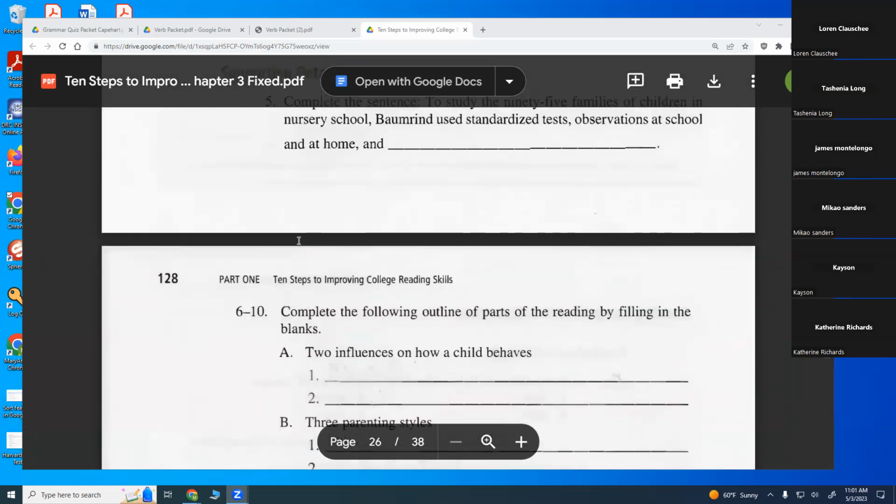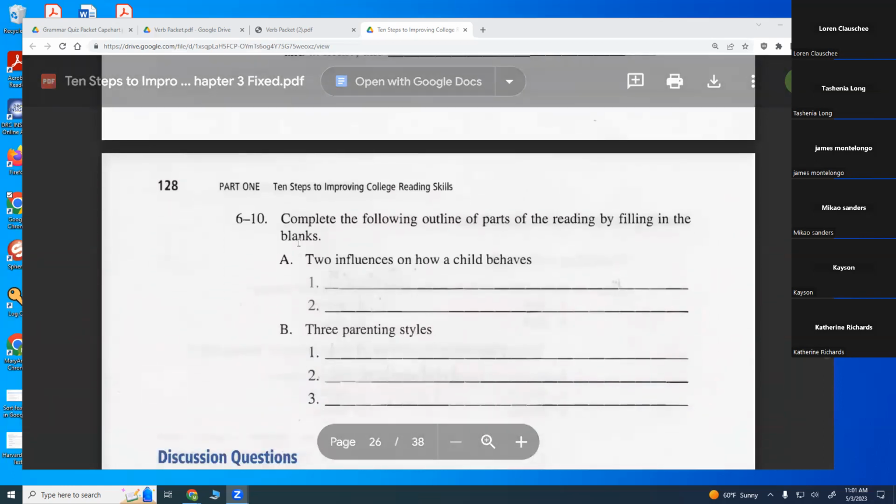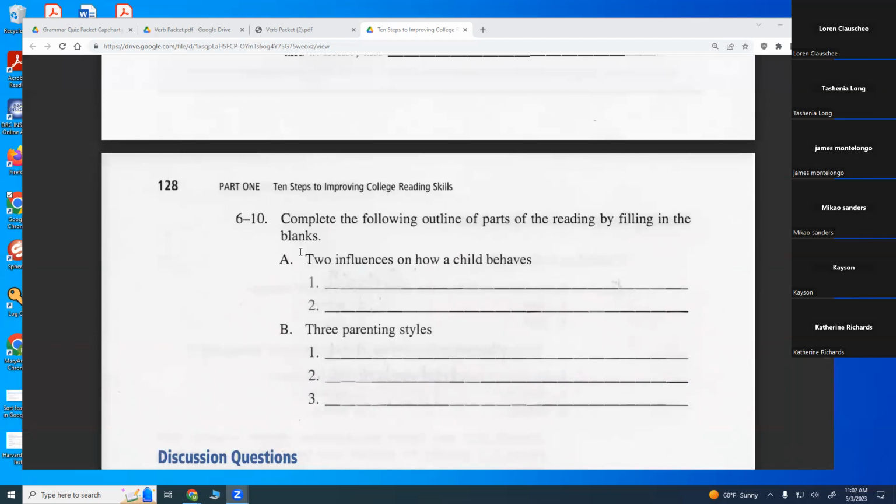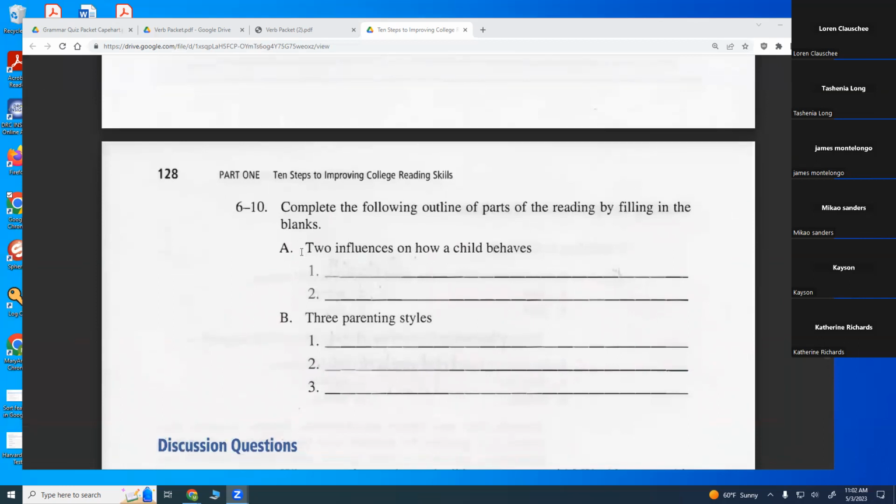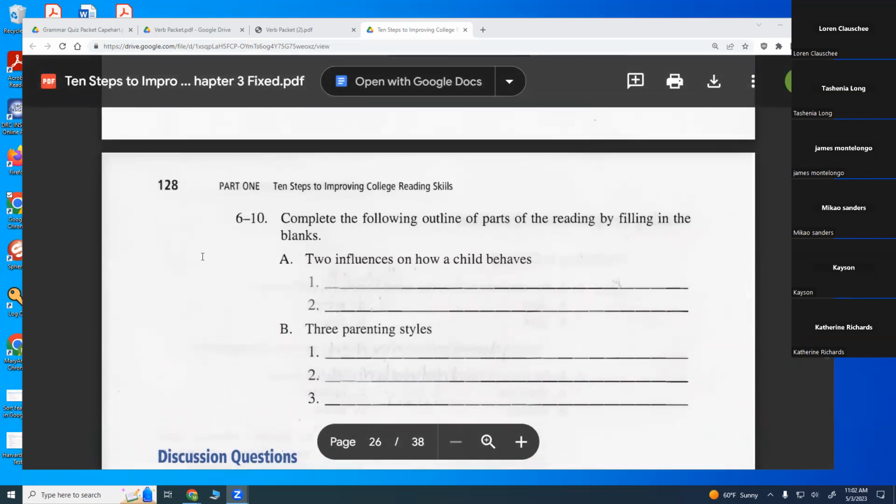Let's go look. 2 influences on how the children behave. They're inborn temperament, like temperament. Some kids are just born with personalities. That's their temperament. That's one influence. And what's the other one? How their parents treat them, like their parenting style. The parenting style. Okay. Thank you.